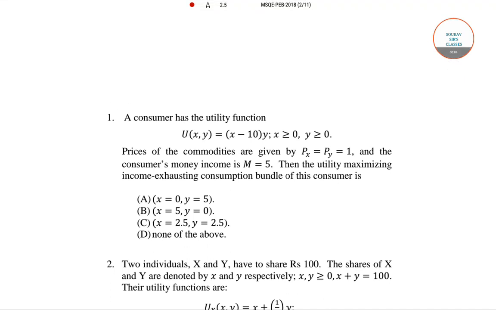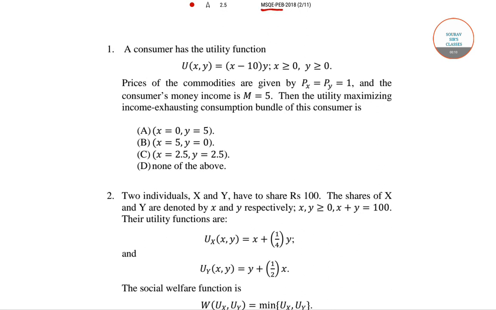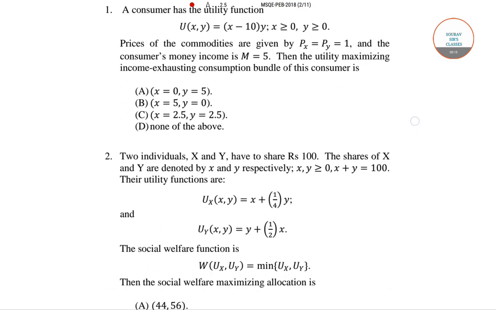This is Himadri Datta. So in today's lecture, we'll be solving question number 2 from MSQE PEB 2018 question paper. So the question number 2 goes like this.